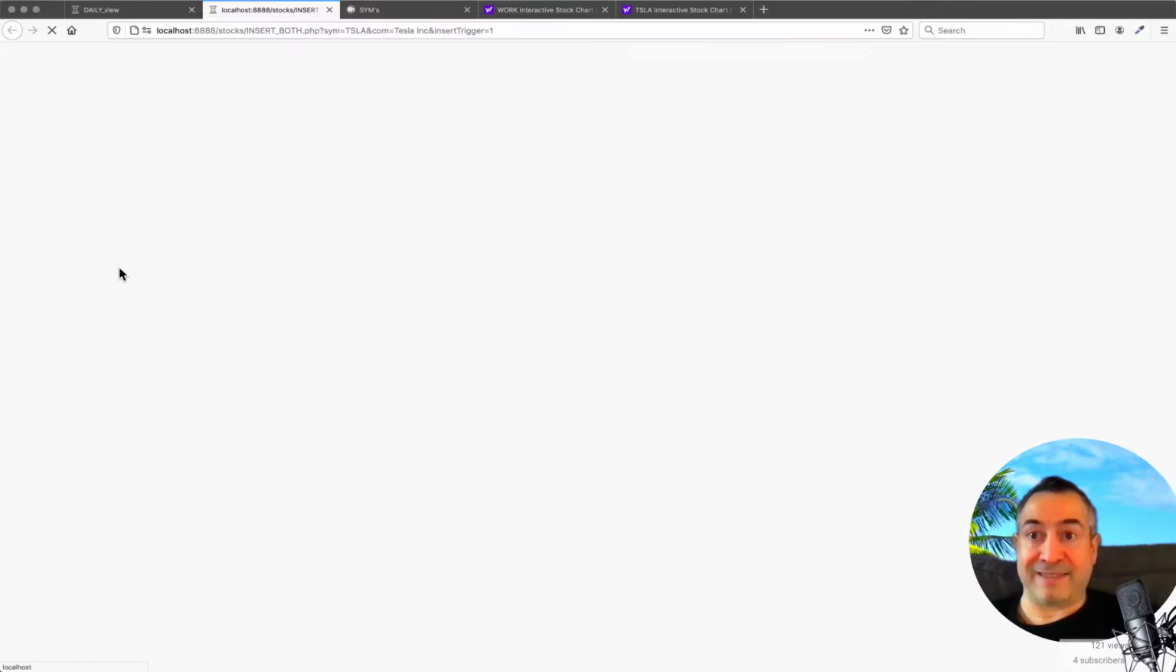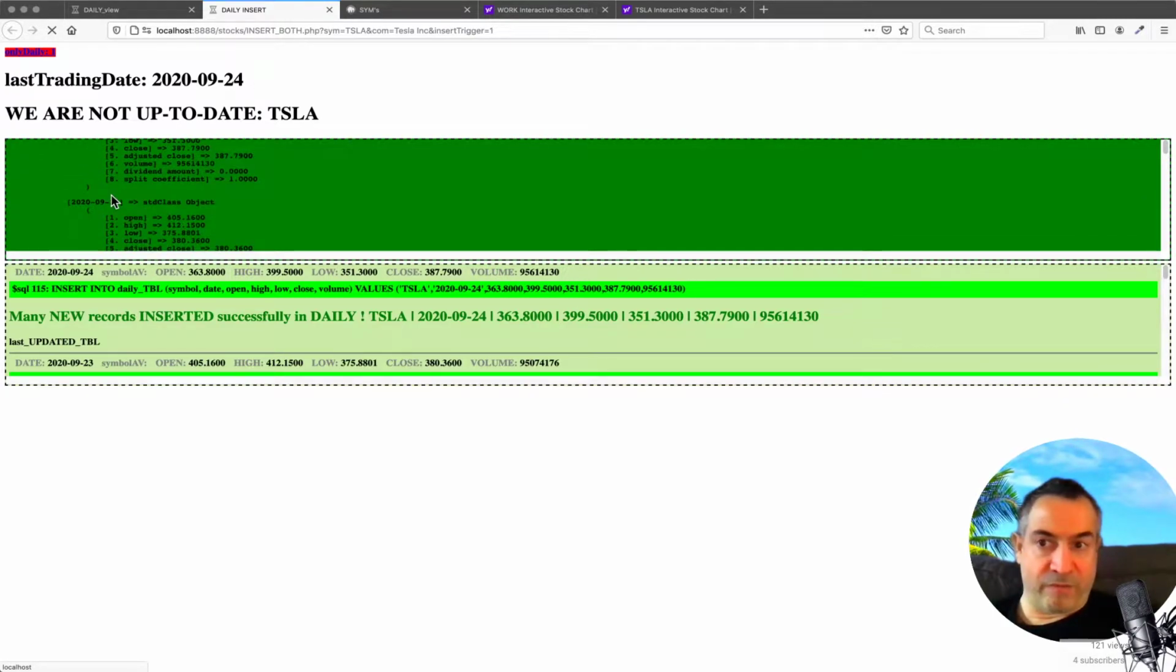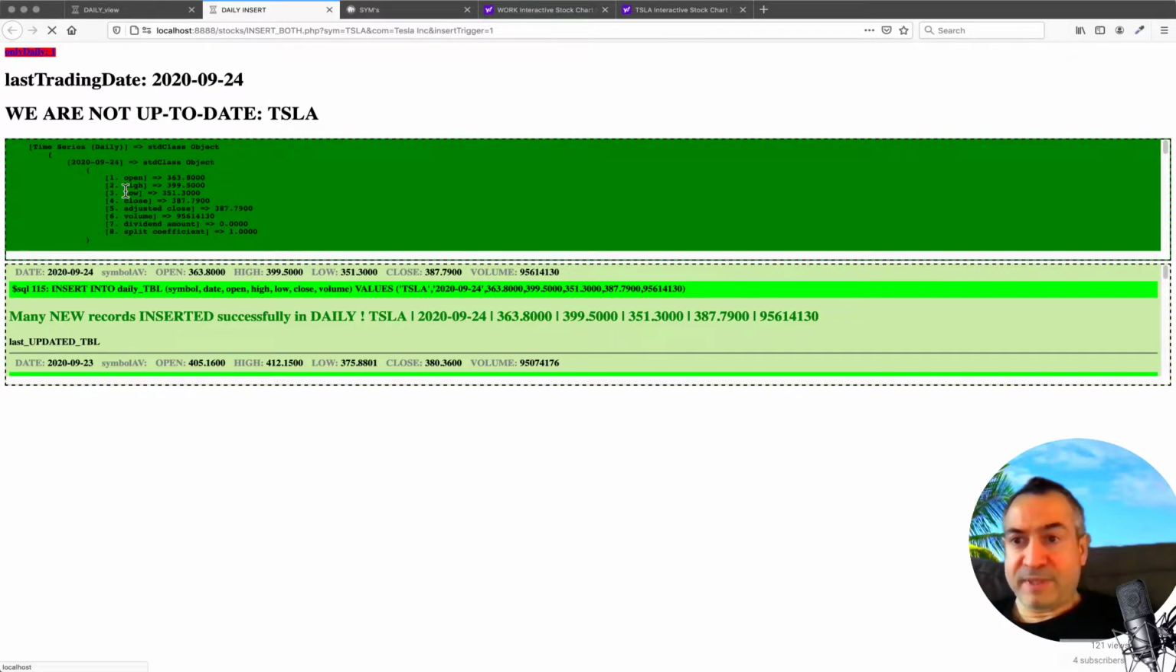For example, let's get Tesla stock right now. So now it's connecting to AlphaVantage. It says I want Tesla, and we are not up to date with Tesla. So what does it do? It gets the information that they supply as a JSON from Tesla. JSON is a format which is like text, it could be like an array, and it's in order.